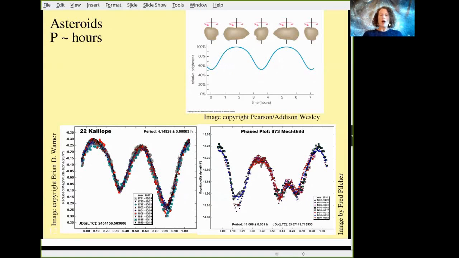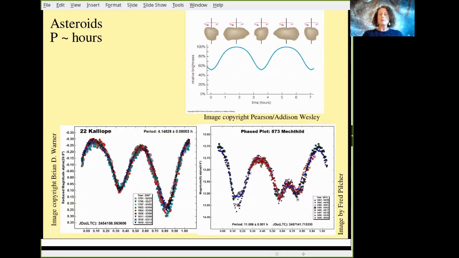Down the bottom, I have an actual example of a light curve from asteroids, so two different asteroids. The asteroid there on the left is 22 Calliope. You can see that it again has two maxima and two minima. And the maximum that looks like it's coming up at the end is actually repeating the one at the beginning. So two maxima, two minima. And they are uneven. That means that one end and then the opposite end of the asteroid are not reflecting as much light toward us from the sun.